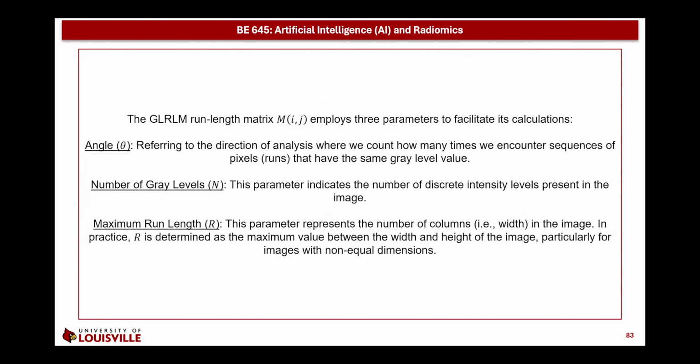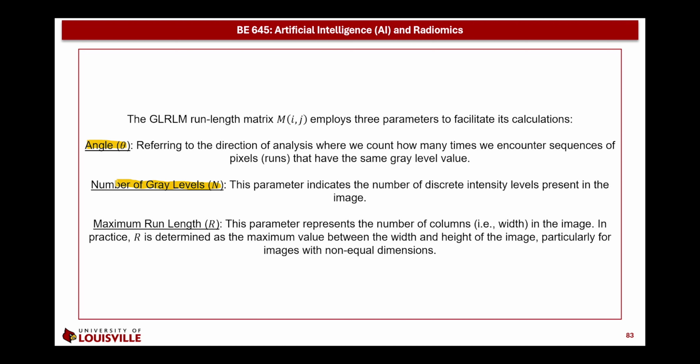The gray level run length matrix will take a symbol of M, and it requires 3 parameters to facilitate its calculations. First, the angle, which refers to the direction of analysis, where we count how many times we encounter sequences of pixels, or runs, that have the same gray level value. It can be 45, it can be horizontal, it can be vertical. It depends on which direction you need.